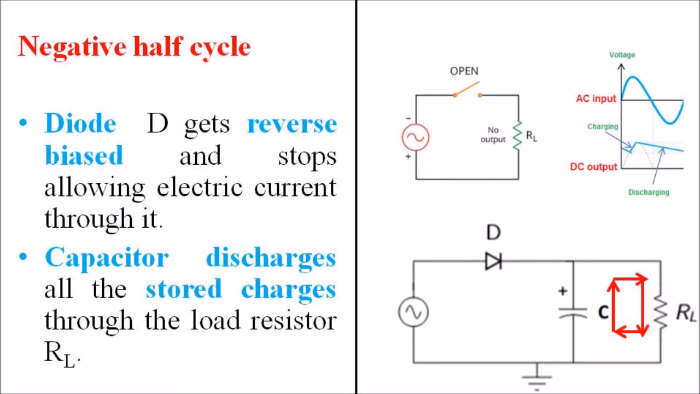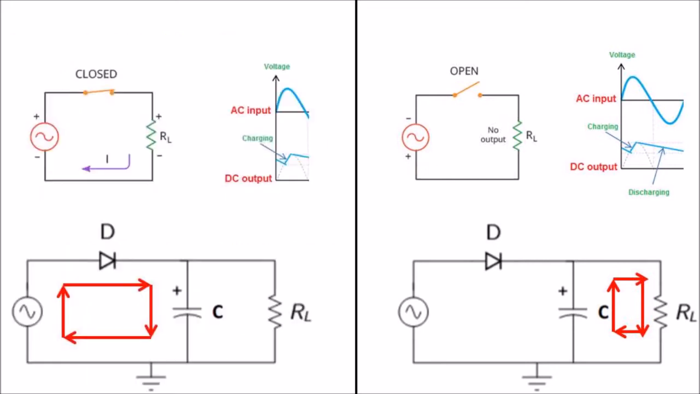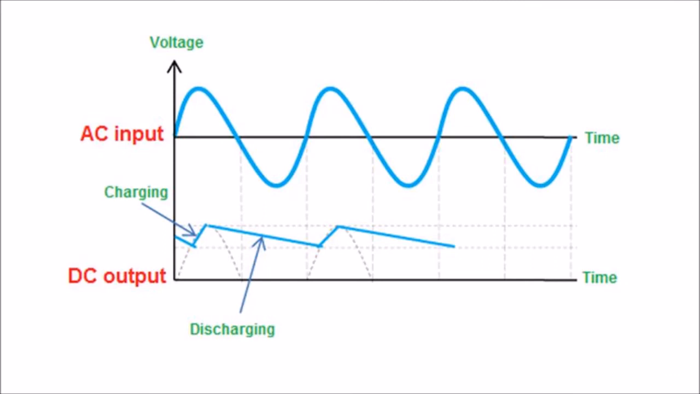The capacitor discharges until the input supply voltage is greater than the capacitor voltage, and then the capacitor starts charging again. When the positive half cycle is reached again, the diode D is forward biased and allows the electric current. This makes the capacitor charge again. A capacitor filter with a large discharge time constant will produce a very smooth DC voltage. Thus, a smooth and steady DC voltage is obtained by using a filter circuit.